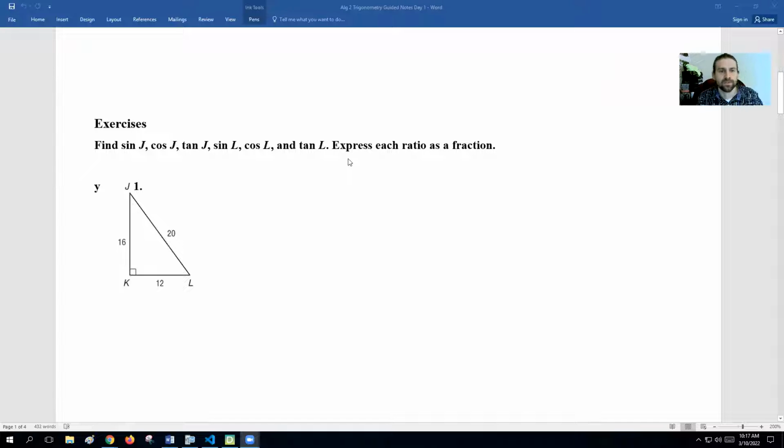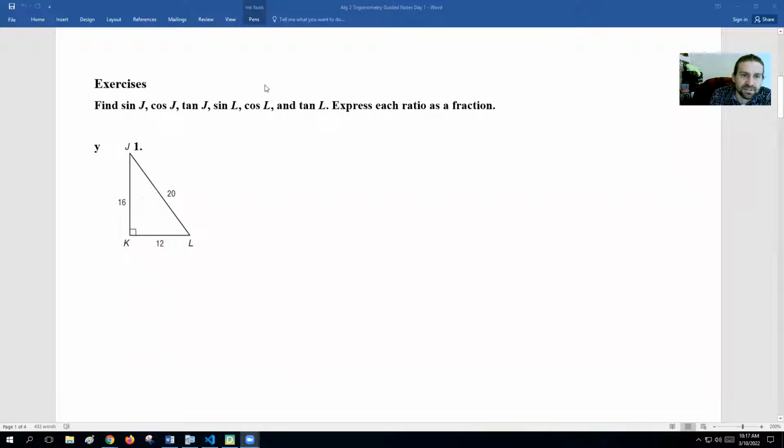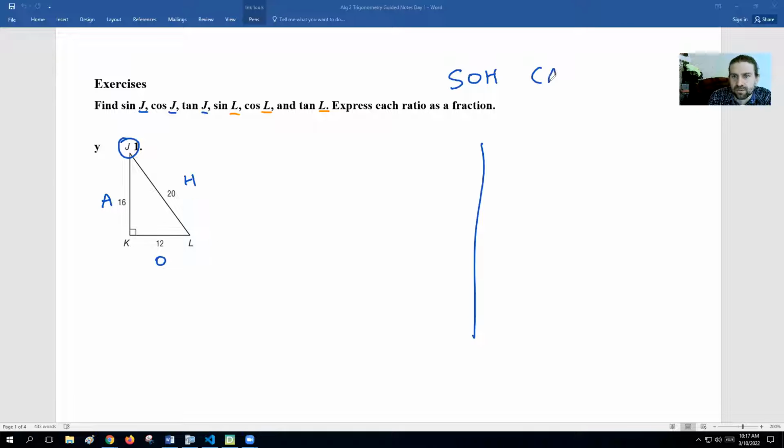Next we're going to find sine, cosine, and tangent, but we're going to look at this from the perspective of angle J, and then we're going to switch perspective and look at angle L. So let's start with angle J. If we're looking at angle J, 20 is the hypotenuse, that's the biggest side. 12 over here is the opposite, and 16 is the adjacent. So we've got SOHCAHTOA.